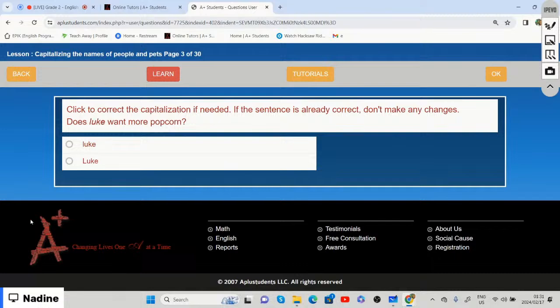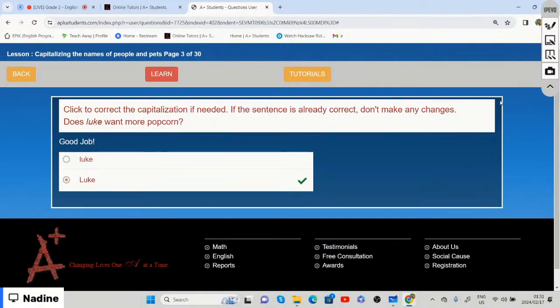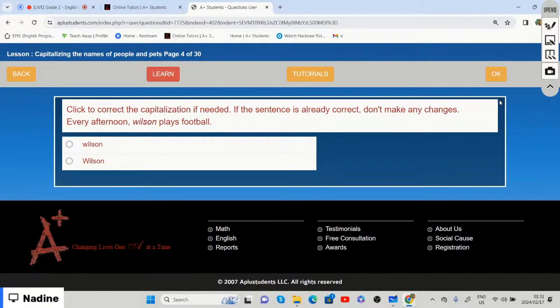All right, and if we choose the correct way in which we write Luke, and then we choose option two, which is capitalized Luke. Luke, well done. So Luke with a capital letter.